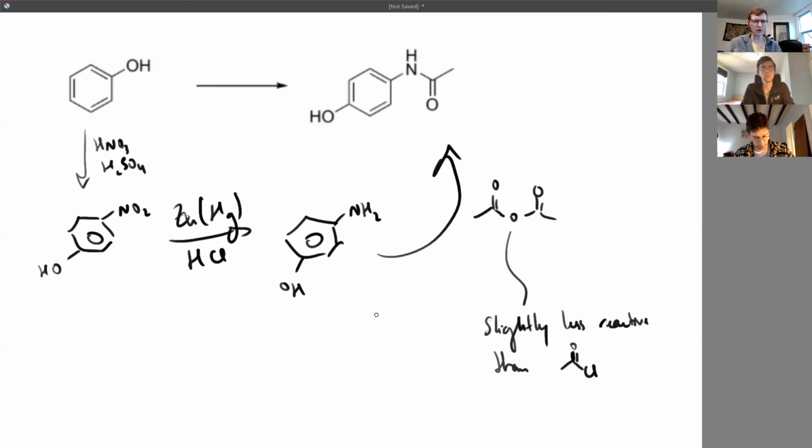Yeah, either way, you're going to get some waste product. It's somewhat just inevitable. But yeah, protecting with TIPSCl sounds fair and fine.